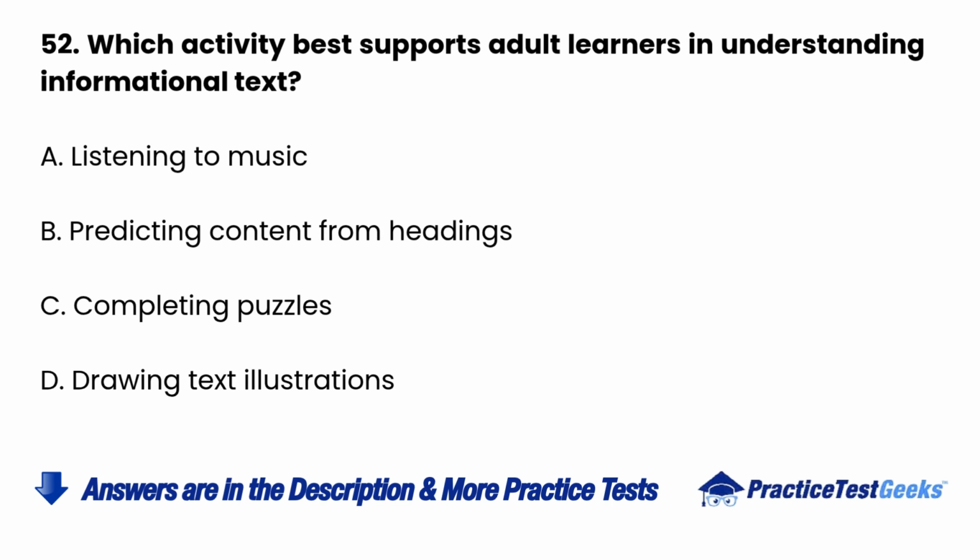52. Which activity best supports adult learners in understanding informational text? A. Listening to music. B. Predicting content from headings. C. Completing puzzles. D. Drawing text illustrations.